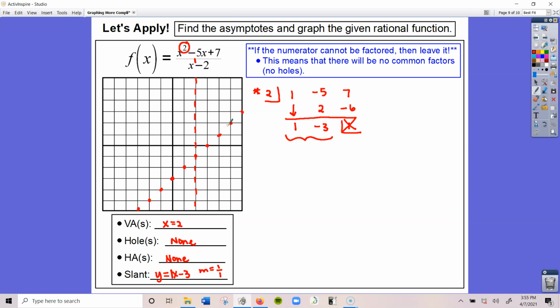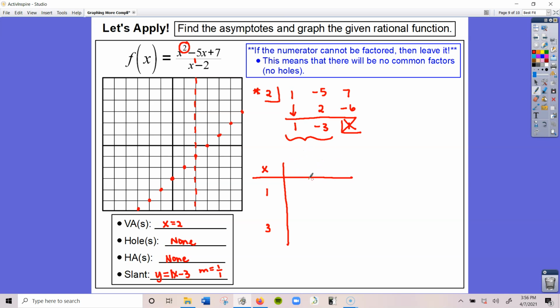Now, even though we have a slant, that's okay. We're still going to follow the same process as we did before. We're going to create a table of values. And we are still going to choose 2 points, one to the left of the vertical and one to the right of the vertical. Since my vertical asymptote is at 2, I'm going to choose 1 and 3.